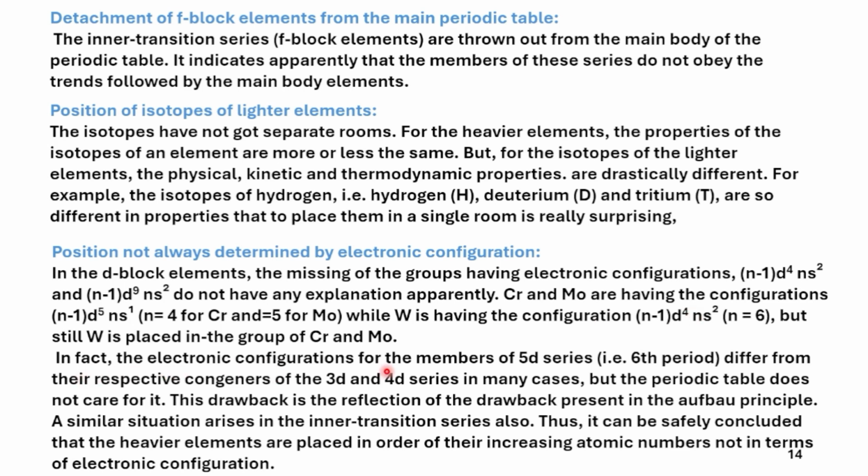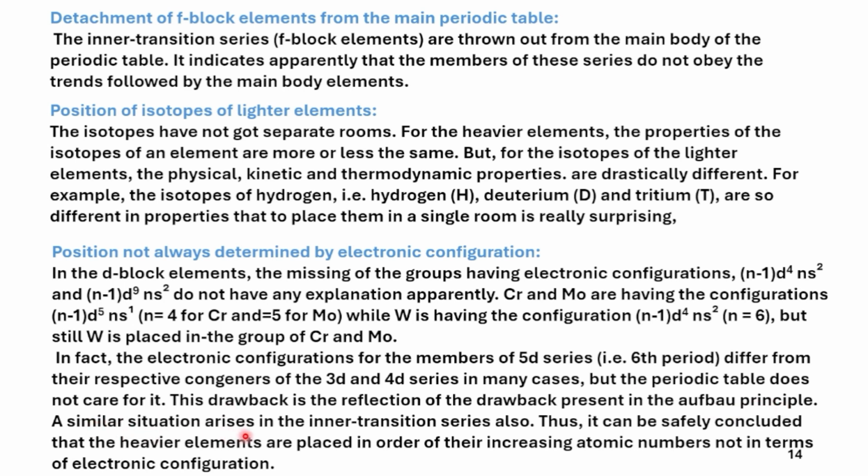In fact, the electronic configurations for the members of the 5d series, that is period 6, differ from their respective congeners of the 3d and 4d series in many cases. But the periodic table does not care for it. This drawback is the reflection of the drawback present in the Aufbau principle. Now, what is this Aufbau principle? That we will discuss in the later videos, maybe in lecture number 5 or 6. You can go and check.